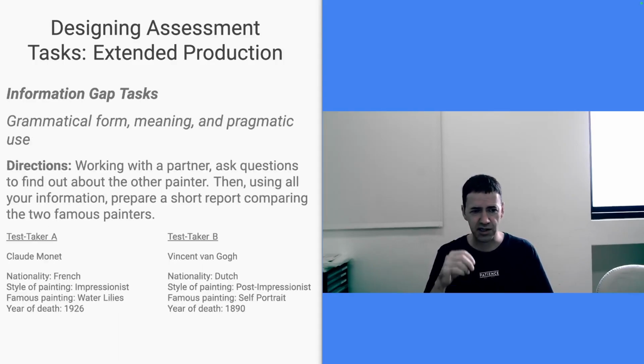Okay, so here's an example. This one is for grammatical form, meaning, and pragmatic use. Working with a partner, ask questions to find out about the other painter. Then, using all your information, prepare a short report comparing the two famous painters. So we've got person A, person B. Person A has a card, and it's got Claude Monet, and it has the information. And then for test taker B, they've got Van Gogh and all his information. And then they have to ask each other who they have.